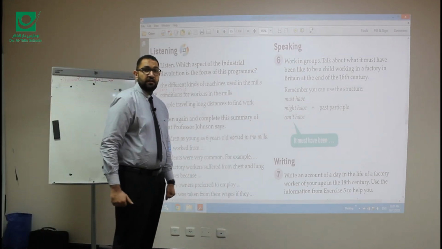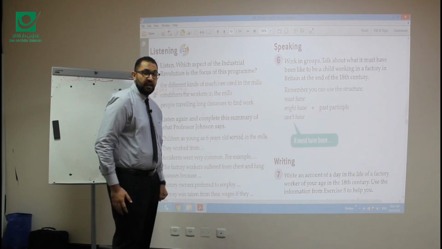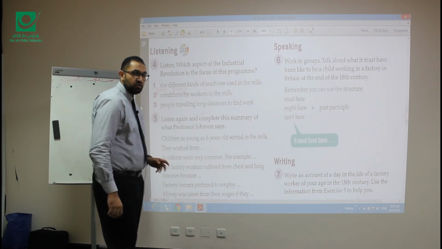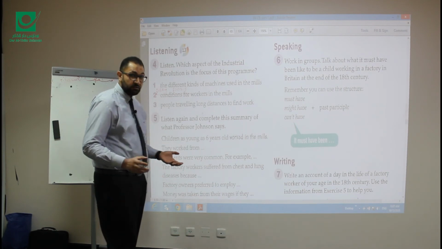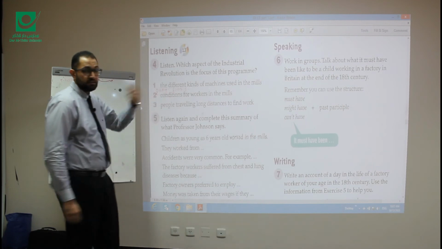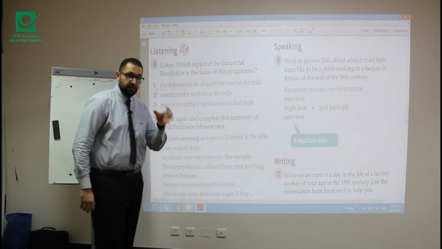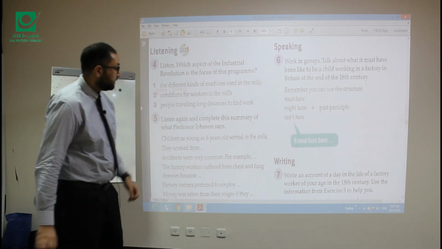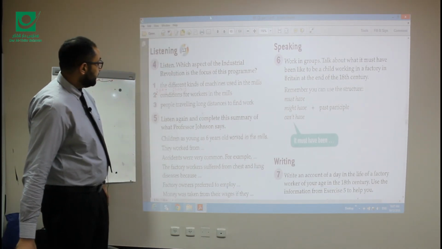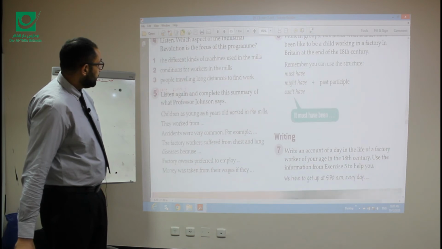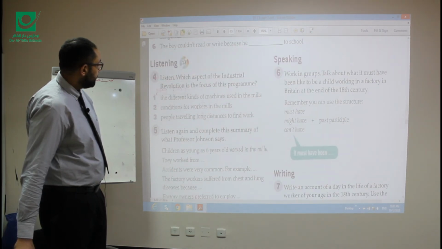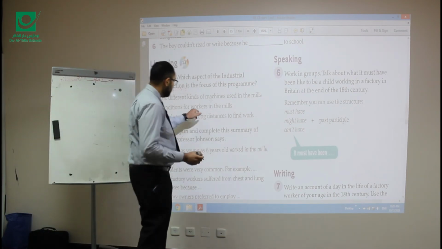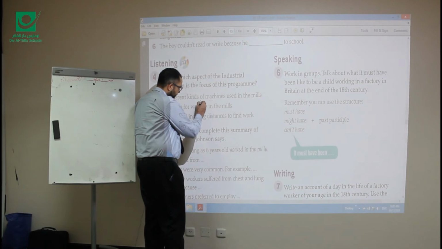So there are a number of key words that will lead you to the answer. And it was clear at the end that they are talking about, thank you, conditions for workers in the mills, and a huge part of it was dedicated to the children's conditions. Okay. Now, so look at this. This is very important. Not only that you say children's.